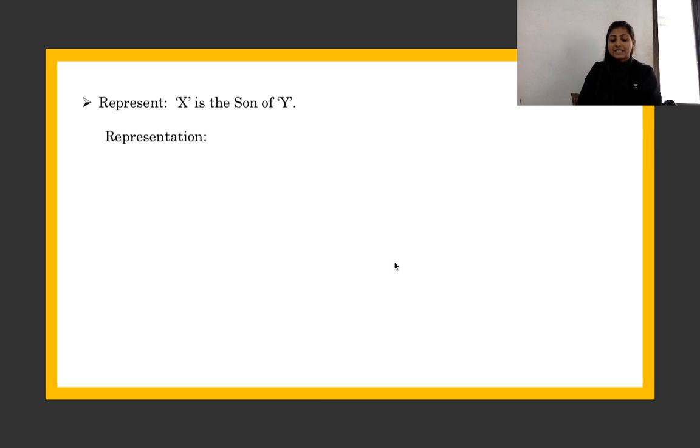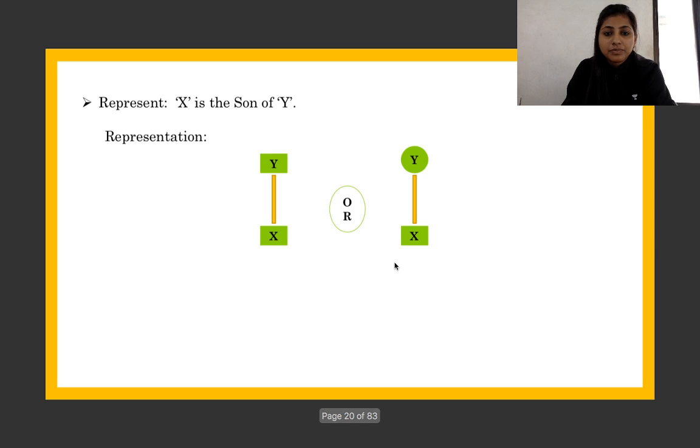Next, X is the son of Y. So son of Y means we know that X is the son, so X is male. About Y, we don't know. Y can be the father or mother of X.